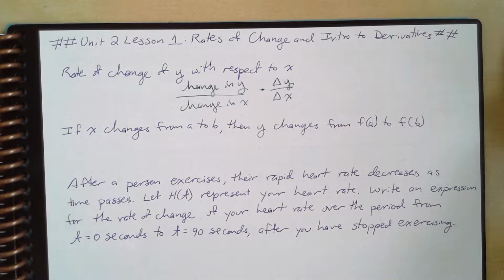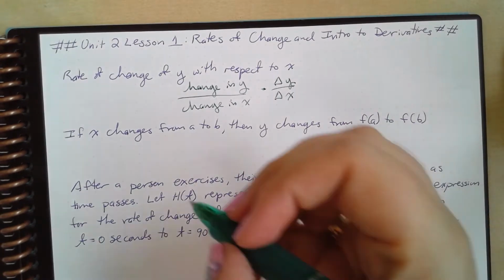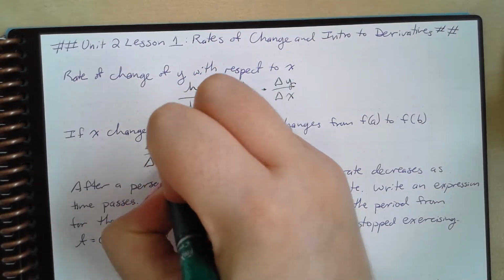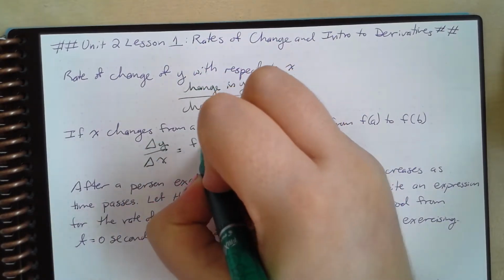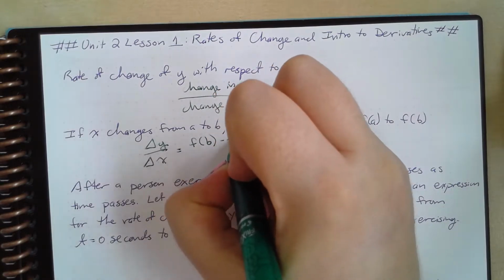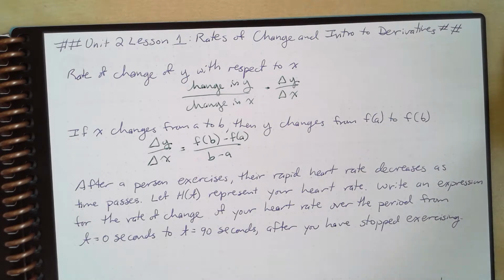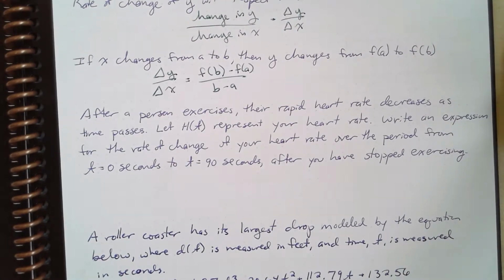Likewise, if x changes from a to b, then y changes from f of a to f of b. Well, that again is delta y over delta x, which is just going to be equal to f of b minus f of a over b minus a. Again, that's slope. You are familiar with that. So let's take slope and apply it to some situations here.